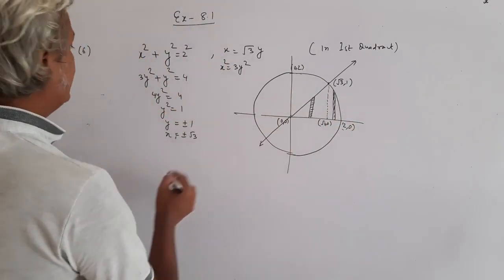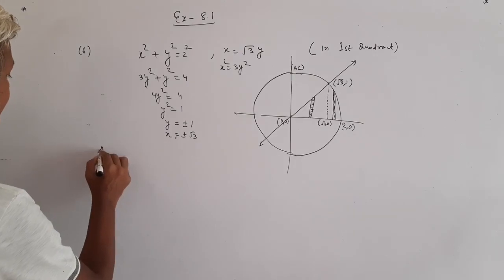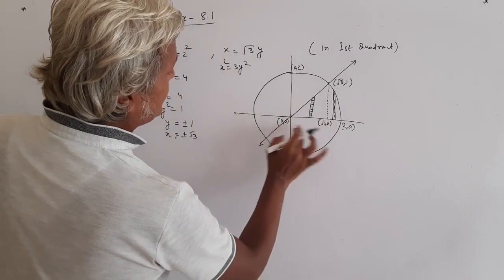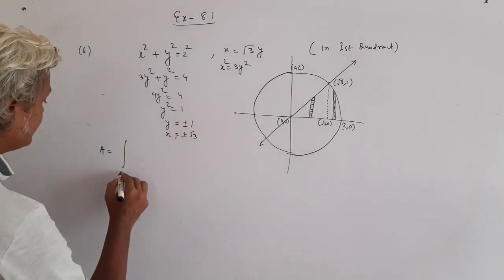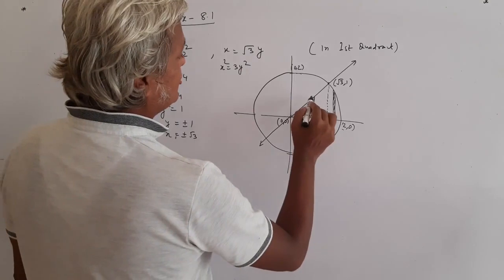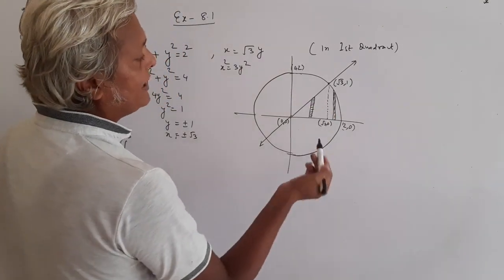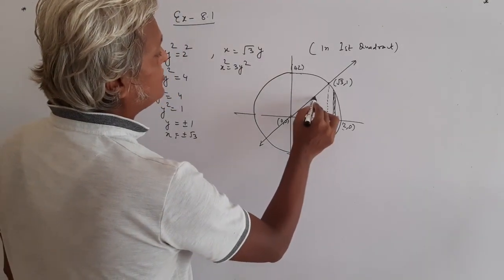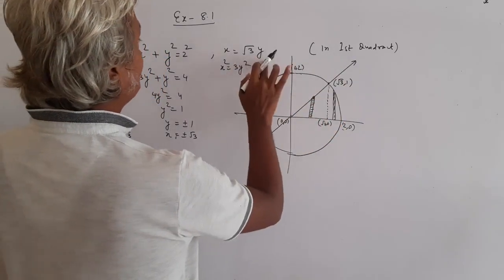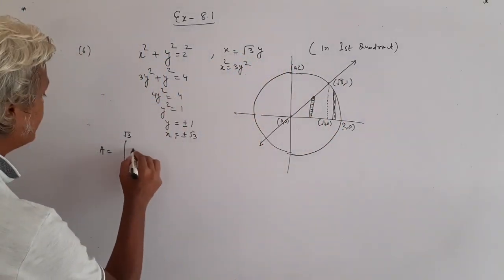So our answer will be A equals integral. First I go for this segment, so 0 to root 3. Now pay attention to the y. What is y? Where the upper end of the strip is lying, on this equation. This is a straight line. So what is y? x over root 3.